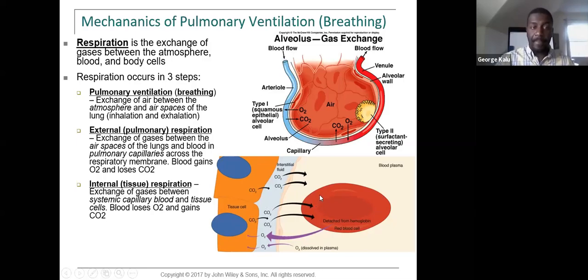Any questions on these three processes here? Again, this is one thing that people always mix up, so don't let this be you. So that's pulmonary ventilation, external respiration, and internal respiration.